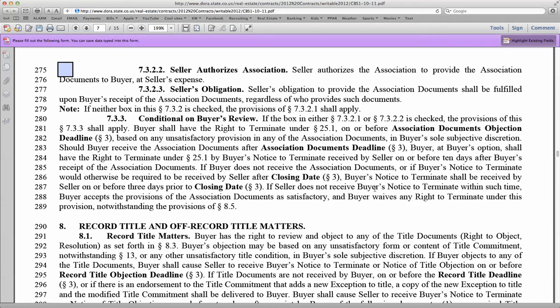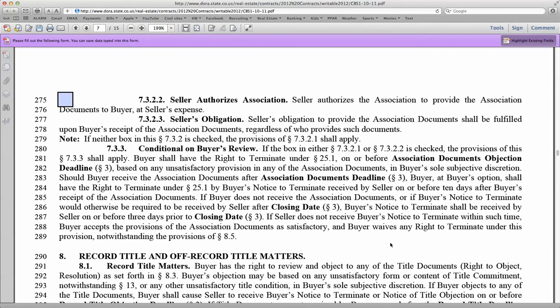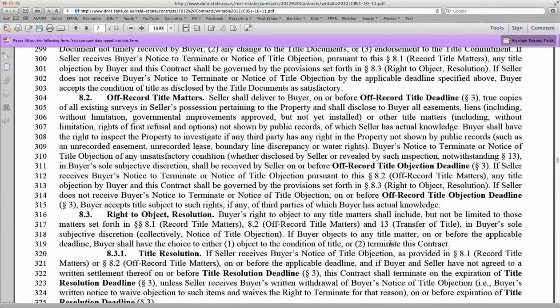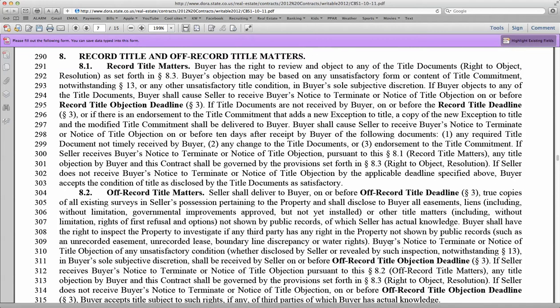Section 8, record title and off-record title matters. The buyer has the right to review the title and object and terminate the contract based on anything in the title documents that they do not like. That can mean anything. Even if the title is totally clear, the buyer can still state that as a reason for terminating the contract.